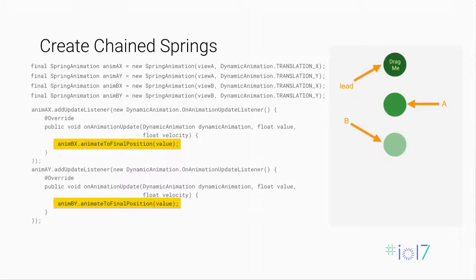We're going to do the same trick here. We're going to call animate to final position. So if B is not moving at the moment, then we would set the final position for it and start the animation to move it towards A. Or if B is already moving, we're going to update its final position, so it eventually heads towards A.